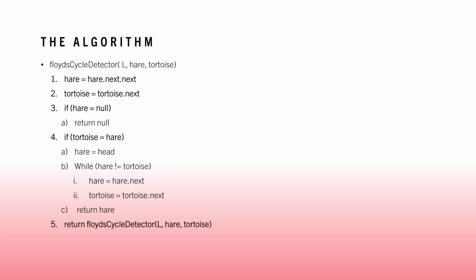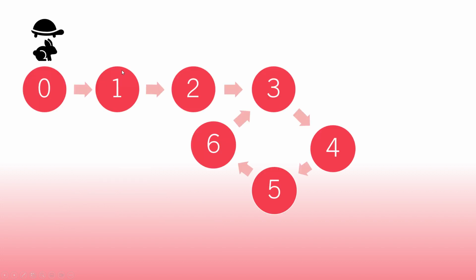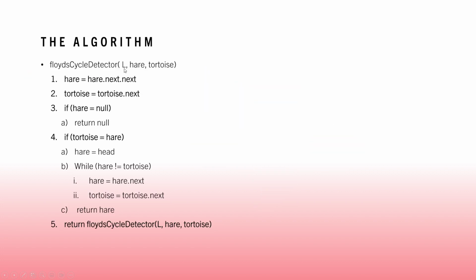Here is the algorithm for this. As you can see, we input a linked list L and 2 pointers, hare and tortoise. The first time you call this, these will both be equal to the first node in the list. We then go next.next on the hare and tortoise.next on the tortoise. And if hare equals null, we return null, meaning there's no loop. And if tortoise and the hare are equal, that means there's a loop.